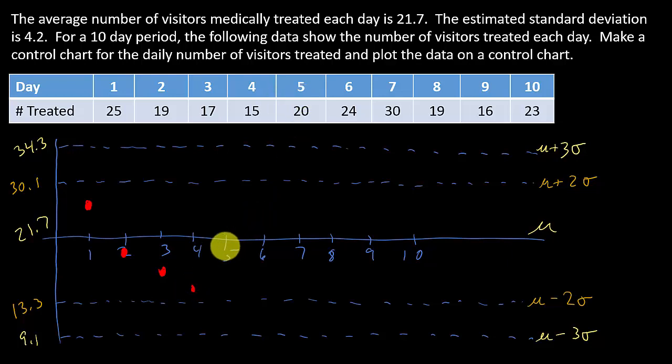5, 20. That's going to be a little bit closer to the line than 19. 6, 24. All right, so 6, that'll be a little bit lower than that one. So maybe about right in there. 7, 30. So that'll be right there almost to that line. 8, 19. Let's see, that's going to be about right in there. 9, 16. That'll be about right there. And 10, 23, which will be about right in there.